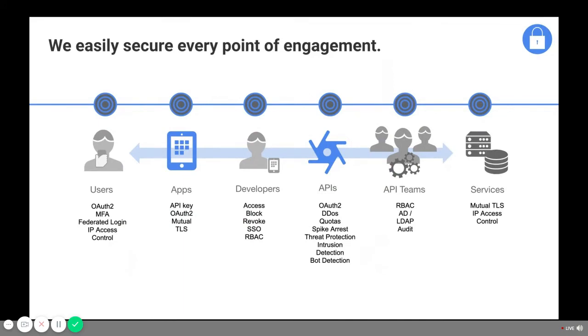Every single hop within the consumption of an API is secure through different mechanisms, from OAuth to MFA, within the users itself to access. We can even revoke a key on demand at the developer layer, because sometimes by our consumer we detect some abnormal patterns.